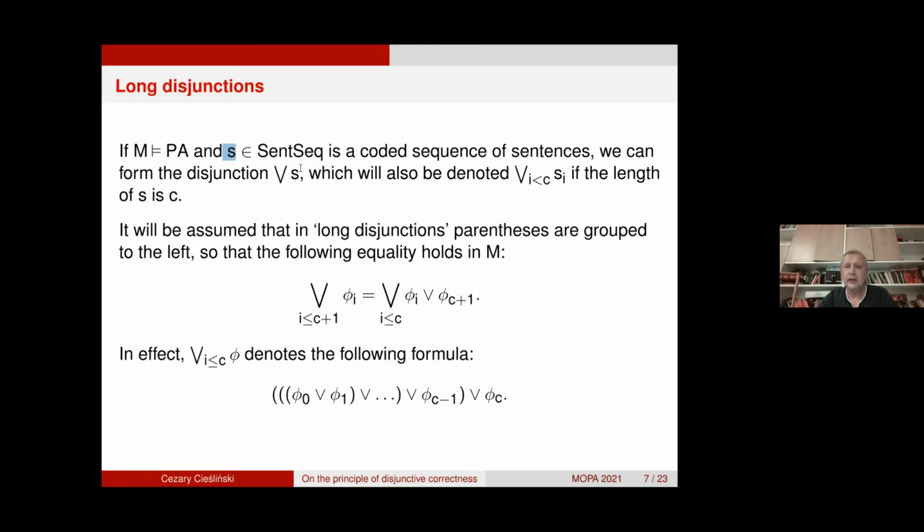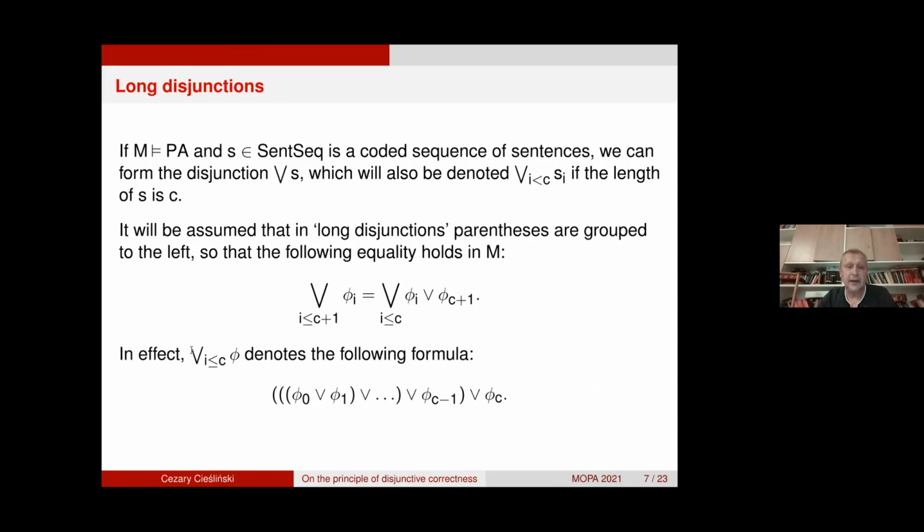Let S be a sequence of arithmetical sentences, called a sequence in a model M. Then we can form the disjunction of sentences belonging to S. I will use either this or this notation, with the length of the sequence. And I'm adopting the assumption about bracketing. The assumption is that bracketing is to the left.